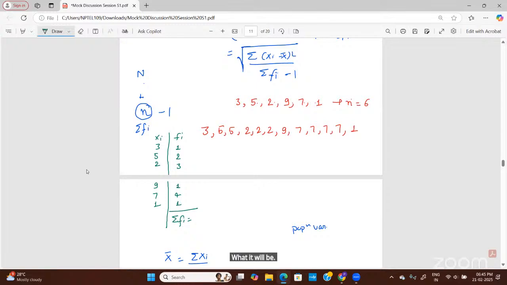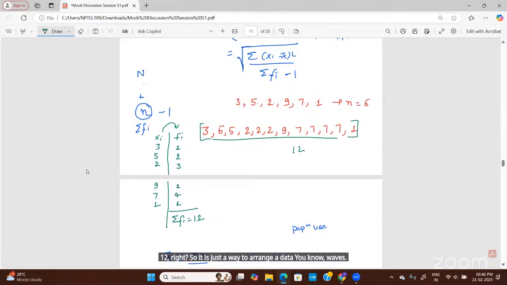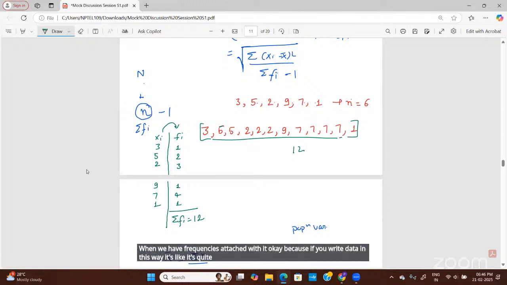12, ma'am. Okay, in this way. Now just count how many data points are these? 12. So it is just a way to arrange data when we have frequencies attached with it. Because if you write data in this way, it's quite cumbersome. So what we do is write the distinct values and then we write the frequency.